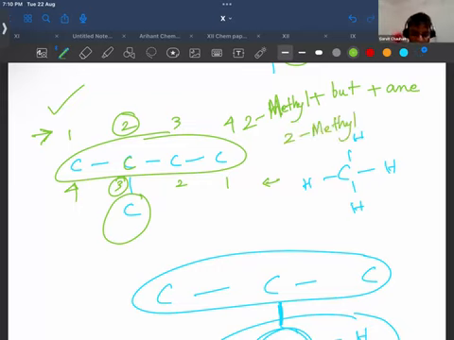See, after the number you have to put a hyphen. There should be a hyphen between the number and the letter. 2-methylbutane, and there should not be any gap. Correct. Vidya, correct answer. Ishan, just make it capital M, that's it. Yes, sir.